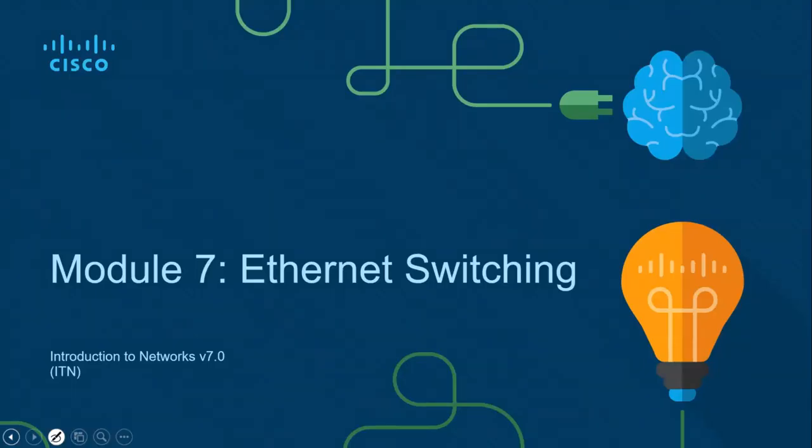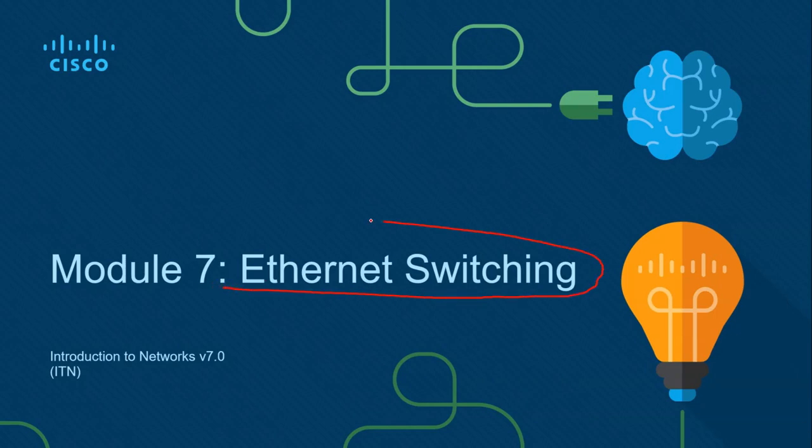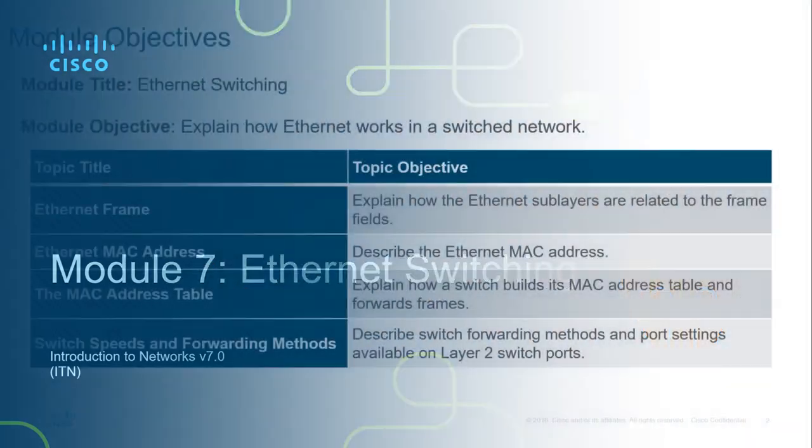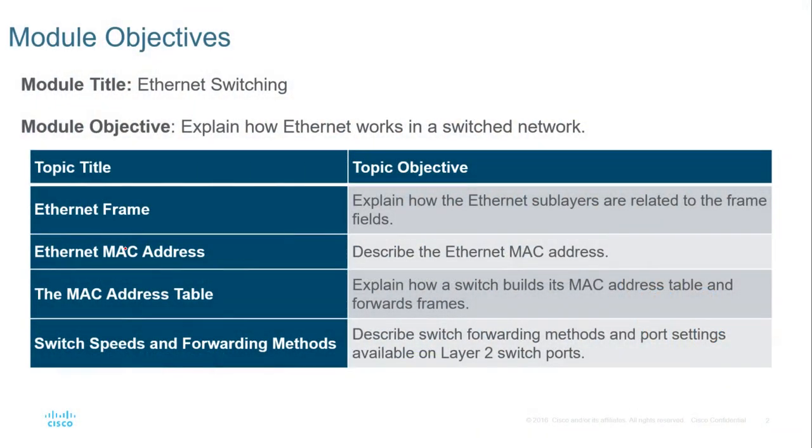Hello, this is module 7. It's about Ethernet switching. So Ethernet switching is a protocol on the data link layer, or layer 2, of the OSI model.